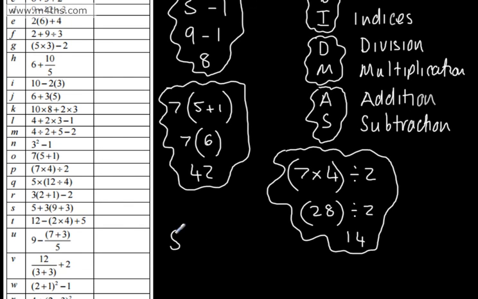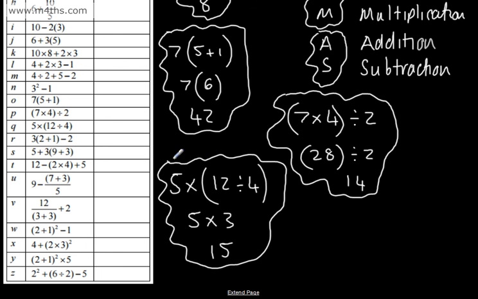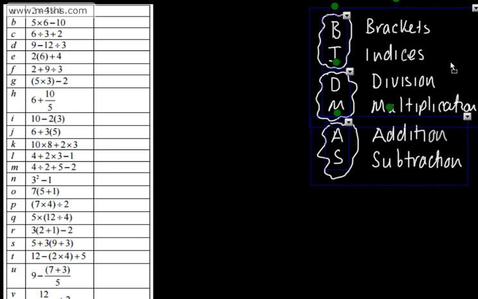So let's do the next one. 5 multiplied now by the bracket of 12 divided by 4. So we do the bracket first. 12 divided by 4 is going to give us 3. 5 times by 3 is going to be 15. So nice and logical, nice and straightforward. Right, let's move on and do some more.